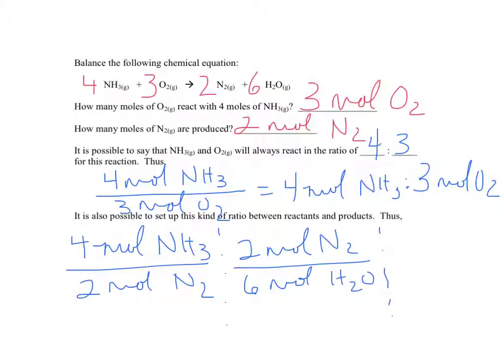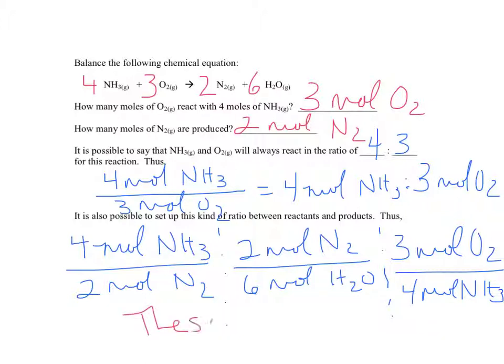And one last one, try oxygen to ammonia. Compare the amount of oxygen to the amount of ammonia. Then you'd hopefully get 3 moles of oxygen for every 4 moles of NH3. And these are all conversion factors.